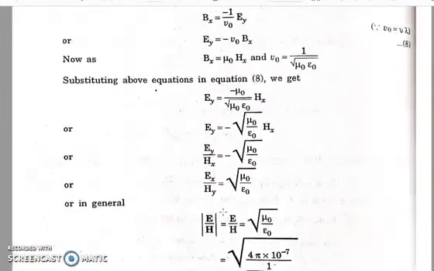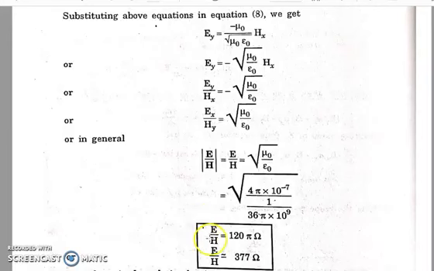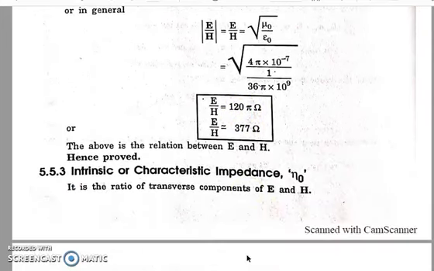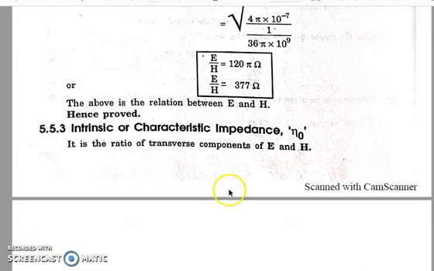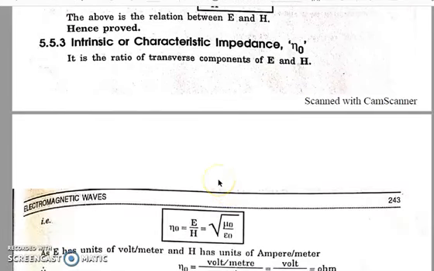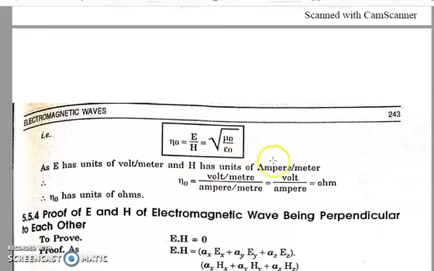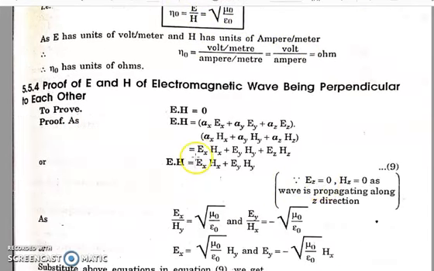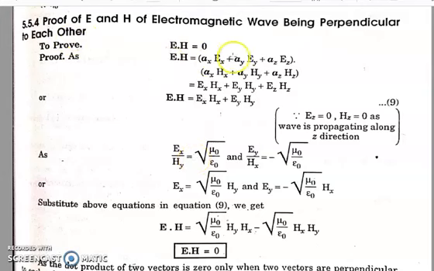So this is the end of this lecture, and in this lecture we have covered very important topics. First is the relation between E and H, that is the ratio of E by H is equal to 120 pi, or 377 ohm. We have also covered the definition of the intrinsic impedance or characteristic impedance, and the unit comes out to be ohms. And thirdly we have covered that the E and H vectors are perpendicular to each other as the dot product is equal to 0.